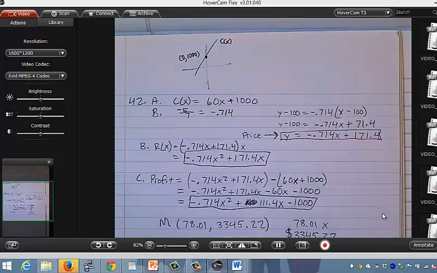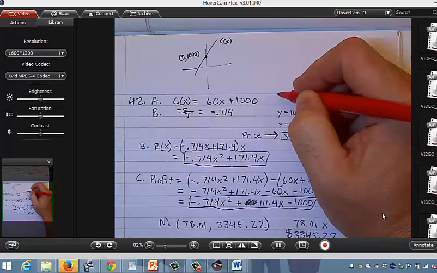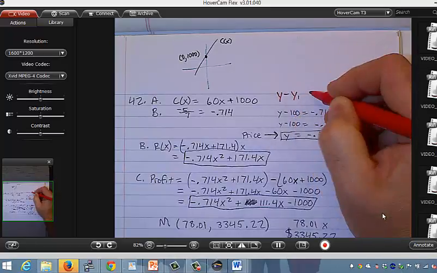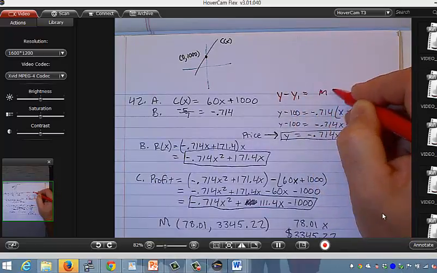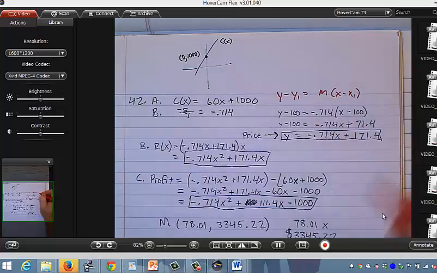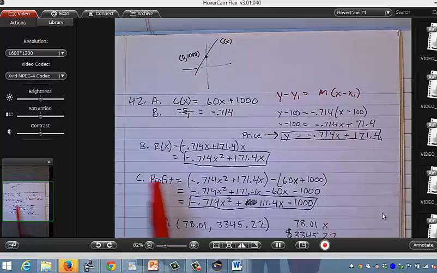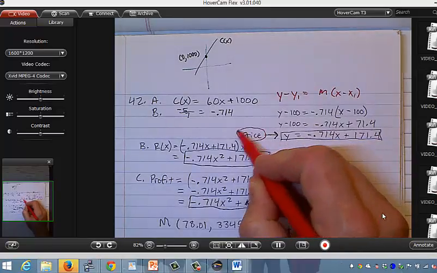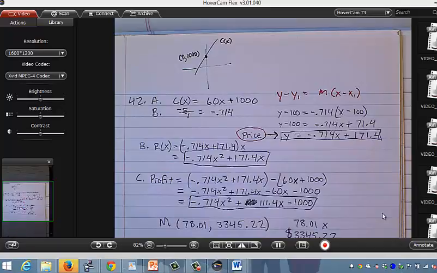So if I can do this, I want to kind of highlight a little bit of what they're doing here. If you look over on the right, the form that they're using is y minus y1, we've done this a lot, equals m times x minus x1. This is my point-slope form. And for part B, Steven labeled this nicely, we're going to have a price function. And he says, I think the price function is linear. Now, how do we know that?